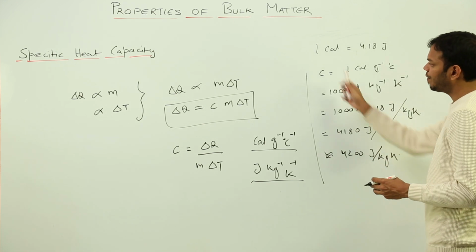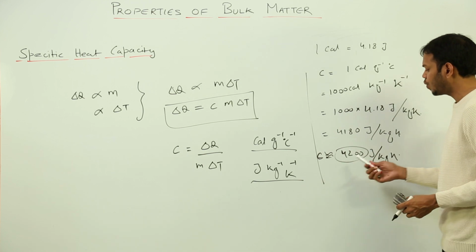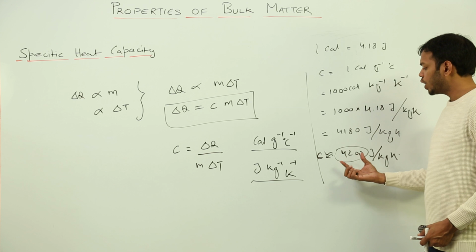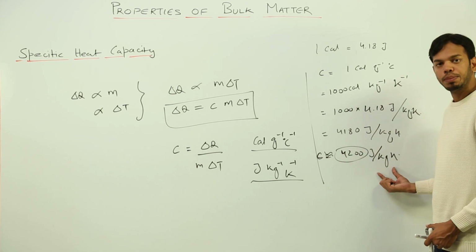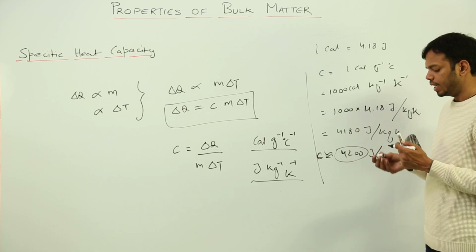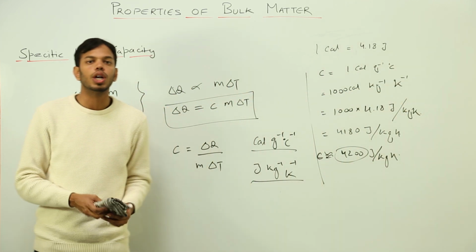That means the physical meaning of this term is: the specific heat capacity of water is 4200 joules per kg per Kelvin. That means we would require 4200 joules of heat to change the temperature of 1 kg mass by 1 Kelvin or by 1 degree Celsius. This is the physical significance of the term specific heat capacity, and we also call it heat capacity.